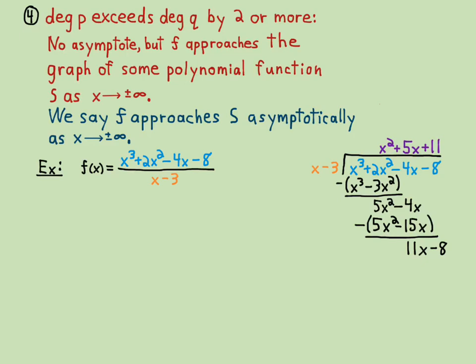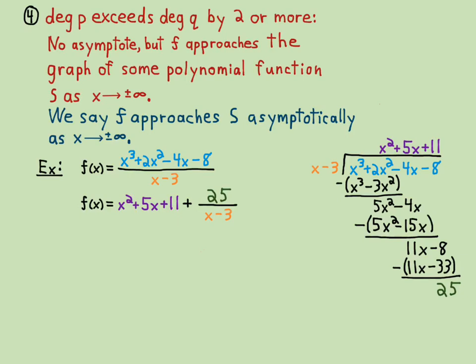Multiply 11 by x minus 3. 11x minus 33. Subtract that. You're subtracting a negative 33, so it's plus 33 minus 8, which is 25. And then you would get plus 25 over x minus 3. But that part's going to go to 0 anyway. So what happens is you get this function just written in a different form: x squared plus 5x plus 11 plus 25 over x minus 3.